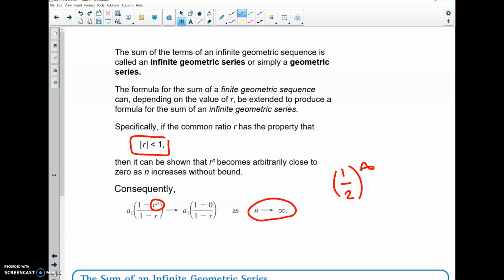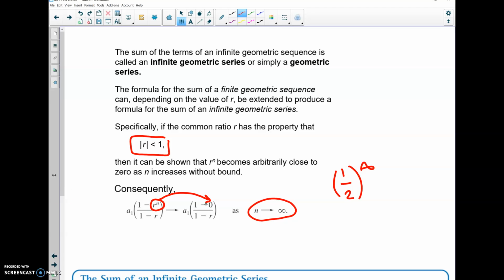1/2 squared would be 1/4, then 1/8, then 1/16, then 1/32, then 1/64, then 1/128. If you were to type these fractions in your calculator, what would they be approaching? Well, the bigger and bigger the denominator is getting, the smaller and smaller the decimal is getting. So you're actually approaching 0. So as n approaches infinity, r raised to the n, as long as the absolute value of r is less than 1, is going to 0.